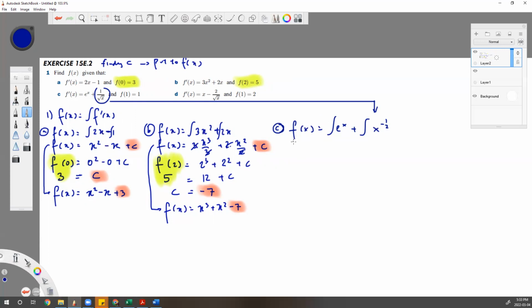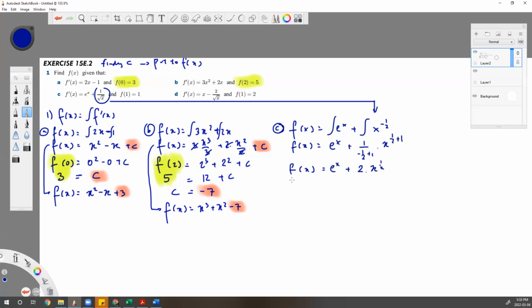Okay. e to the power x stays the same. x to the power negative half: 1 over negative half plus 1 times x to the power negative half plus 1. It's longer, but play safe. Negative 1 over 2 plus 1 is half. 1 over half is 2. x to the power half, right?